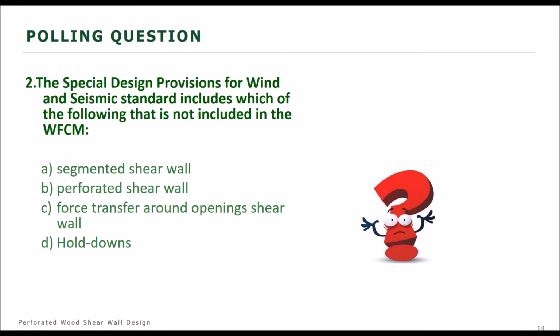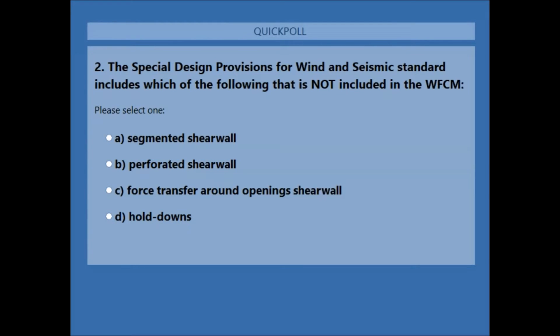So with that, I hope you guys were listening because our next poll question relates directly to that last slide. I'm sure they were listening. So the special design provisions for wind and seismic standard includes which of the following that is not included in the WFCM? Segmented shear wall, perforated shear wall, force transfer around opening shear wall, hold downs. I'm sorry, I thought there was another one on this one. All right, I've got about 30 seconds, so I'm going to go ahead and close.